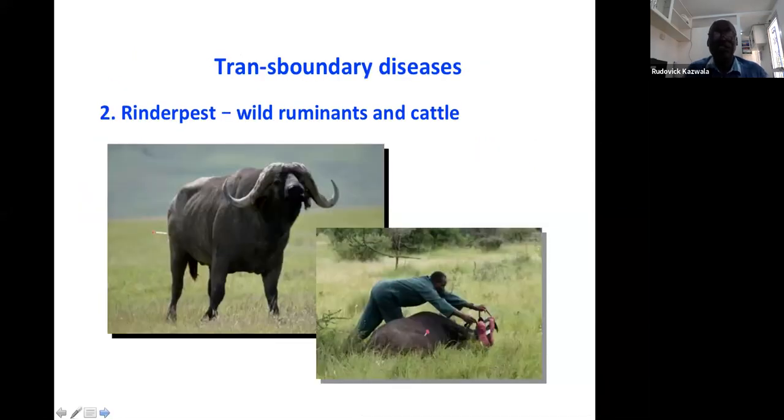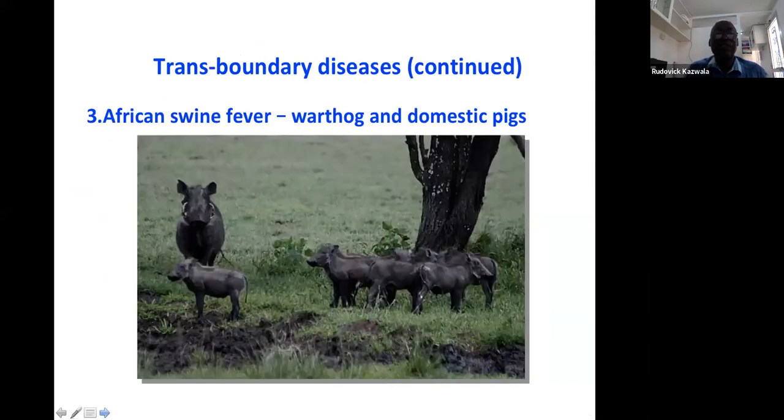As already mentioned about our work in Budapest regarding wildlife, ruminants, and cattle. And already I mentioned swine fever.